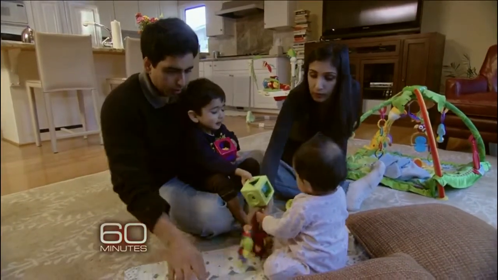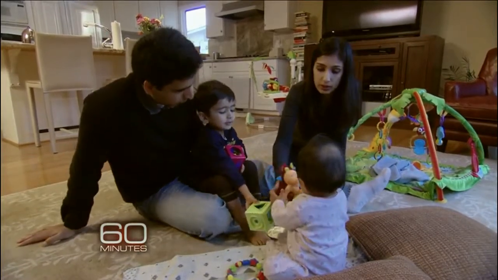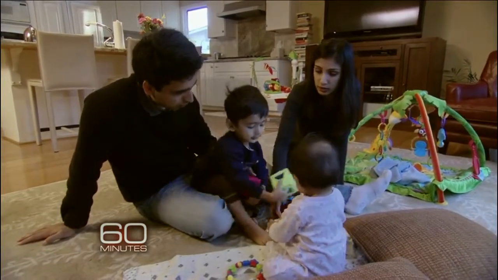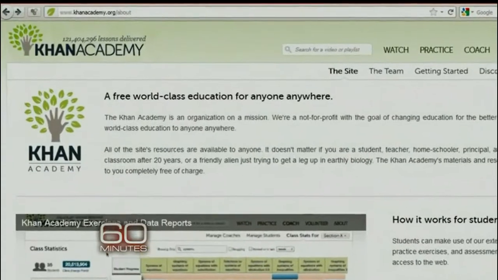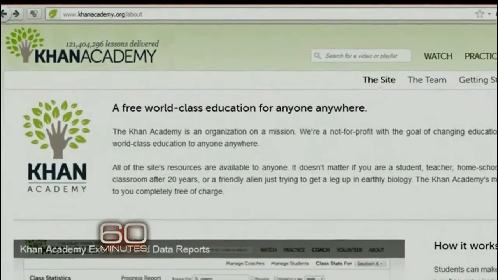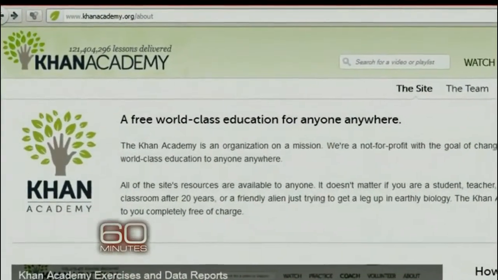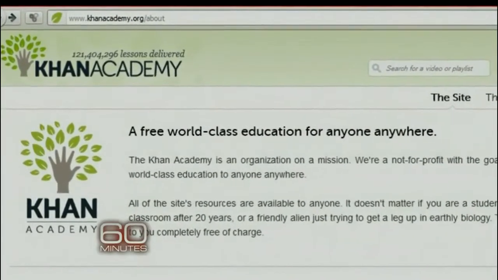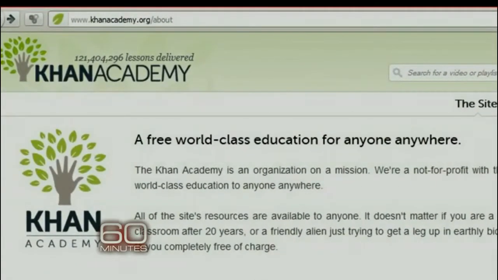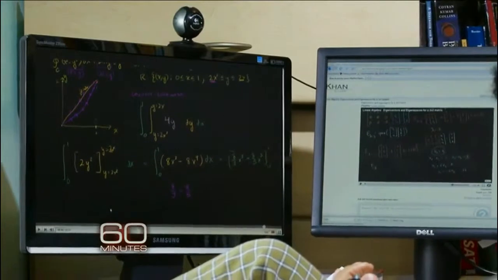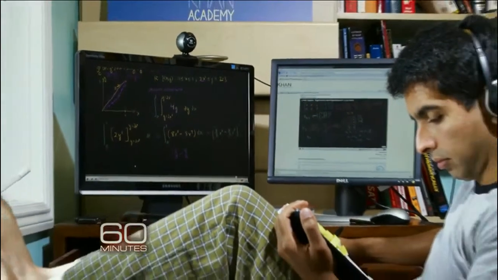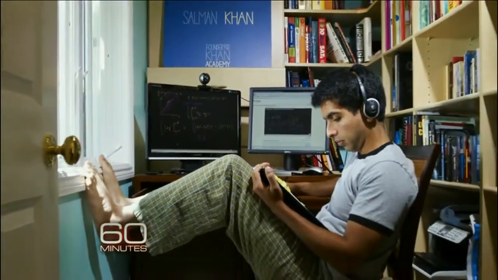So in 2009, Khan quit his job and, working from a desk set up in his closet, devoted himself full-time to Khan Academy. It's a non-profit with a simple but audacious mission: to provide a free world-class education for anyone, anywhere. If that goal sounds far-fetched for a guy working in his closet, consider what happened next.